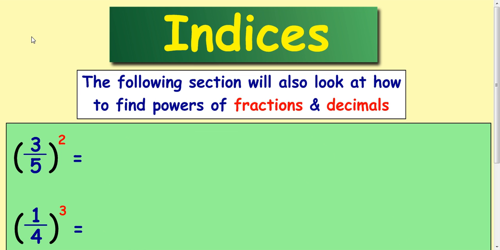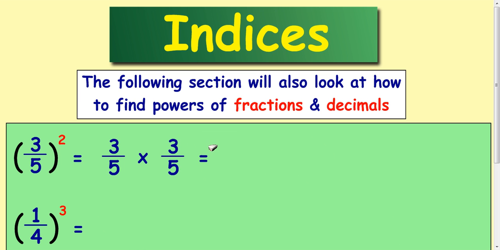In this lesson, we're going to look at what happens when you take fractions to powers. So in the first example here, we're doing 3/5 to the power of 2, or 3/5 squared. All that means is that you do 3/5 multiplied by itself. So 3/5 multiplied by 3/5.